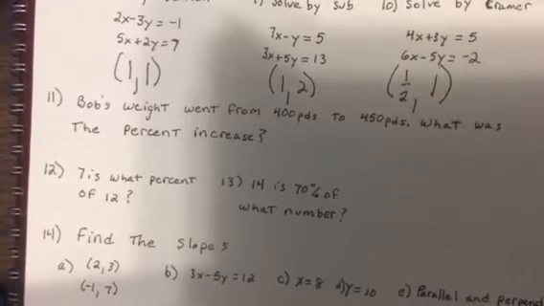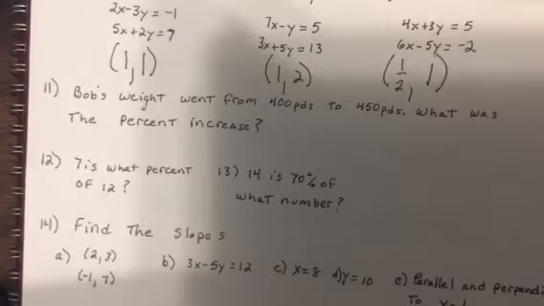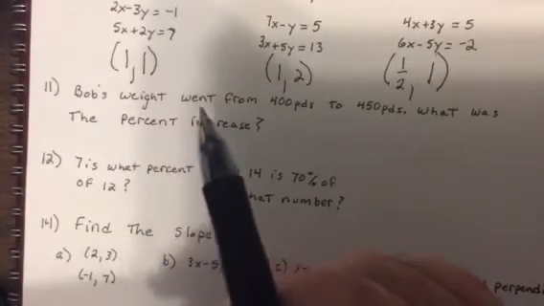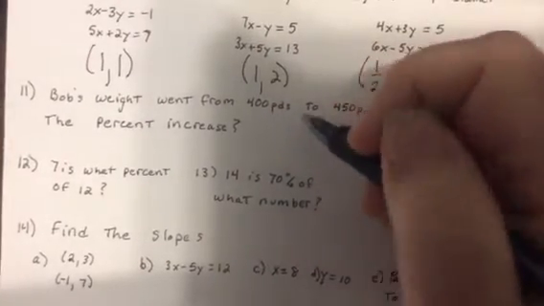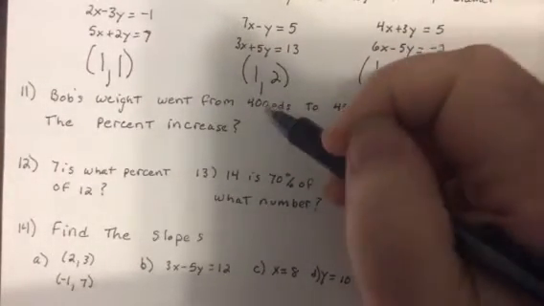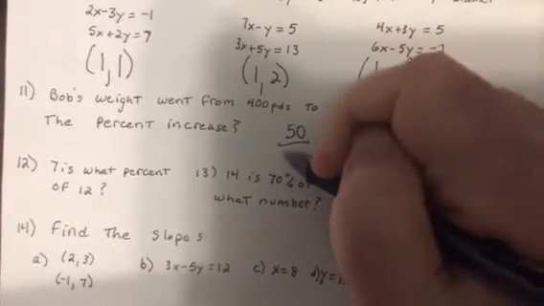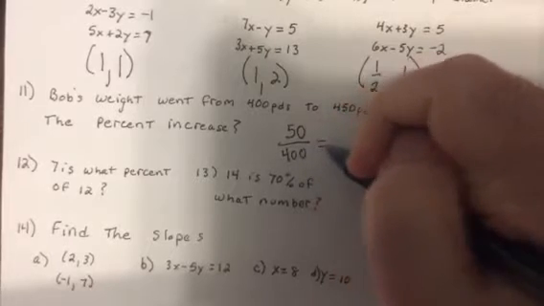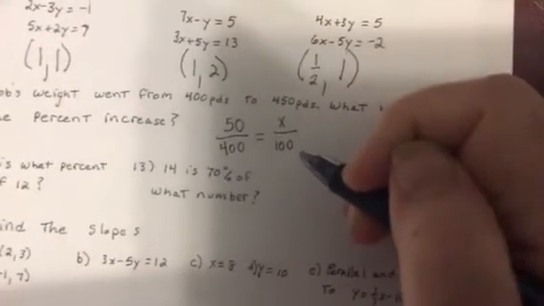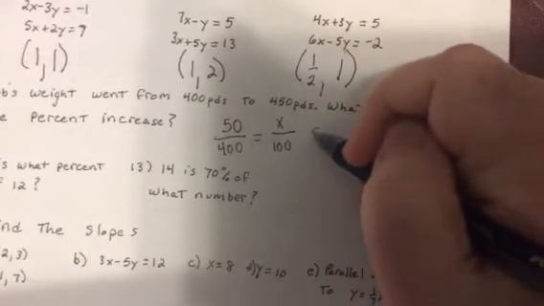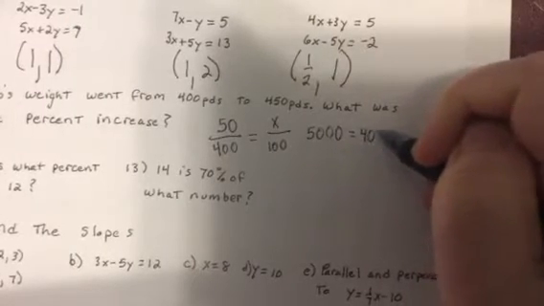Bob's weight went from 400 pounds to 450. Well, bless Bob. What was the percent increase? Remember, that's a little bit different percent. You're given different information. So it's the change in value. How much more did he add or how much did he lose? So 50 over original, which is 400, equals the percent increase or decrease, depending on what you're working on, over 100. So cross multiply, 5,000 equals 400x.